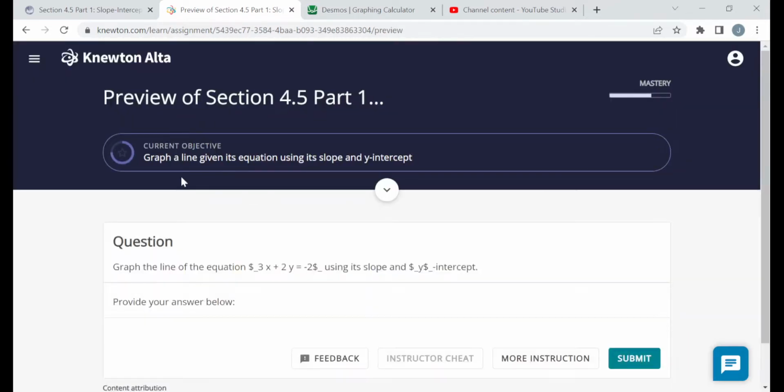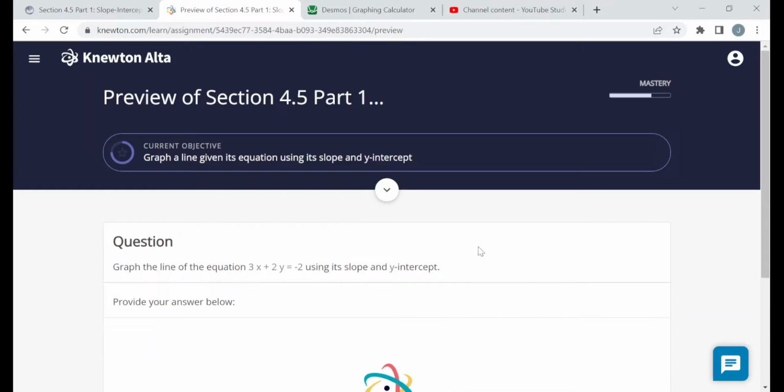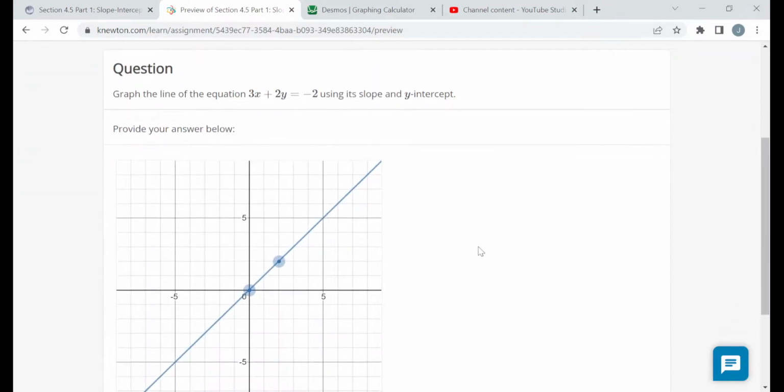And then looks like one more of these. Alright, so now the equation is not in slope-intercept form. But again, I can easily put it in slope-intercept form. Now, the y-intercept, when x is 0, y would have to be negative 1.